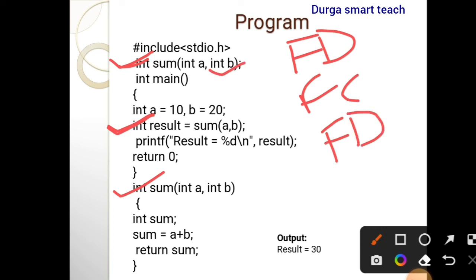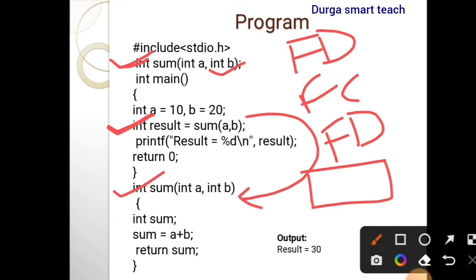Function declaration means allocating memory for that function. Function call means calling the function definition. What does the function definition consist of? A set of instructions that are used to perform a task. So function declaration is used to allocate memory, function call is used to call the function definition, and function definition is used to do the work, to perform one task.